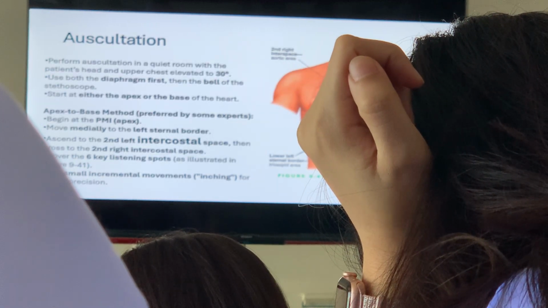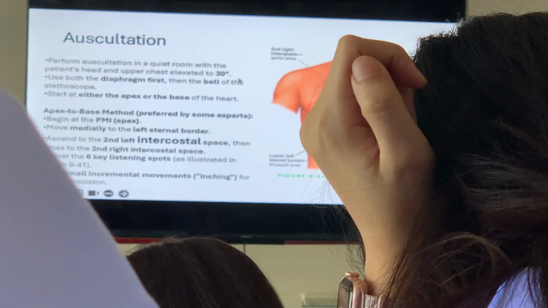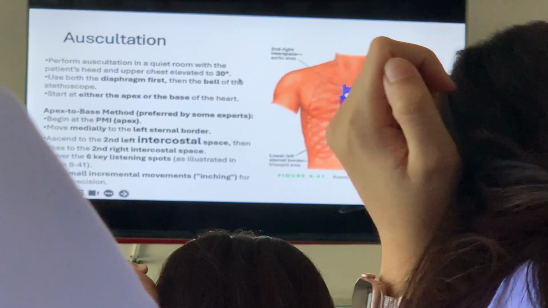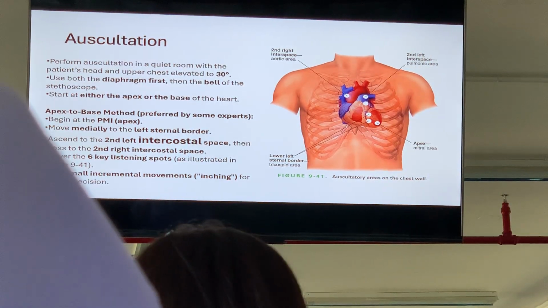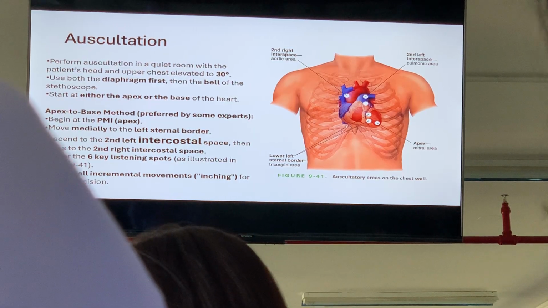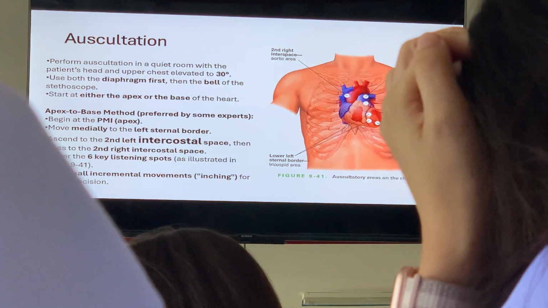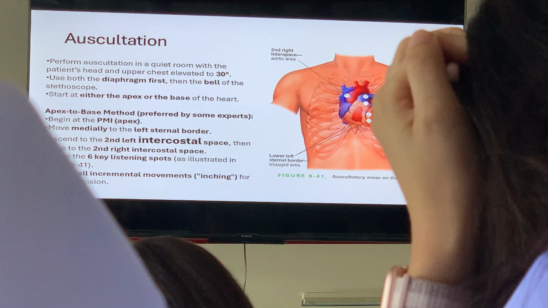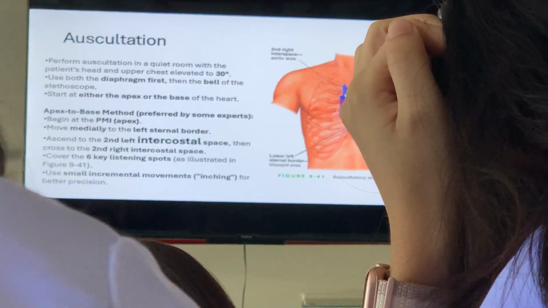So when you perform an auscultation later, when you go home, you auscultate in a quiet room with the patient's head and upper chest elevated at 30 degrees. Use both the diaphragm first, the bigger portion of your stethoscope, and then the bell. You start either at the apex, the middle or the nipple line, then you move to the base. So it's the apex to base method.